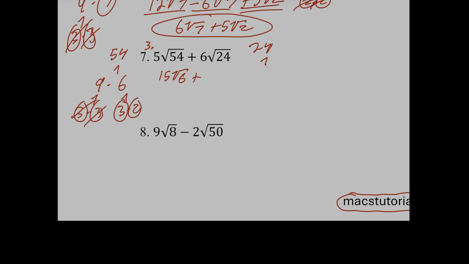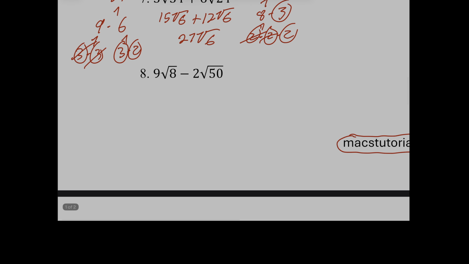Now, let's break down my 24. Okay, so that can be 8 times 3, and that's 2, 2, 2. There's a pair of 2s. That'll match with a 6. So I'm going to get 12 root 6. Altogether, I'm going to get 27 root 6.